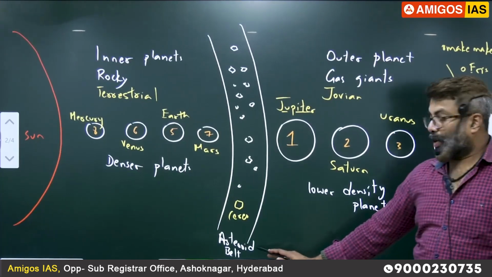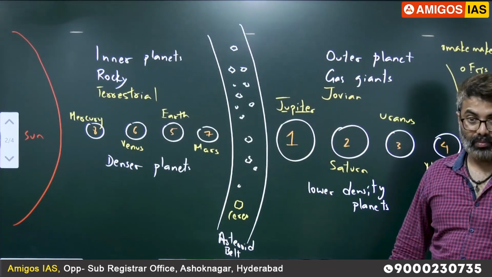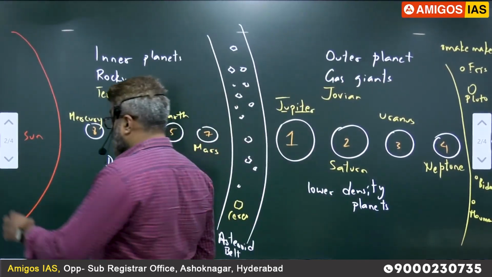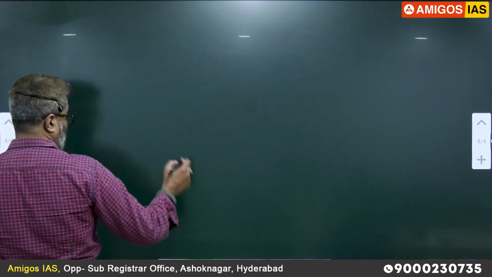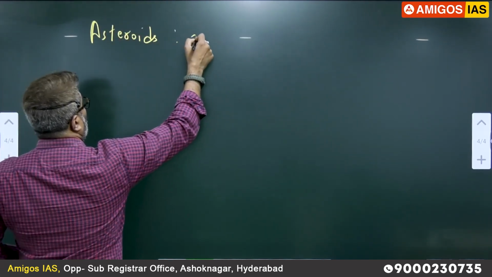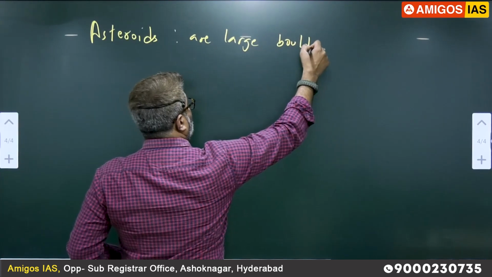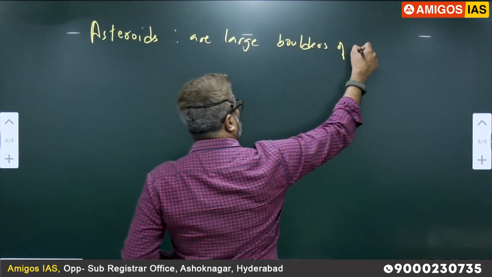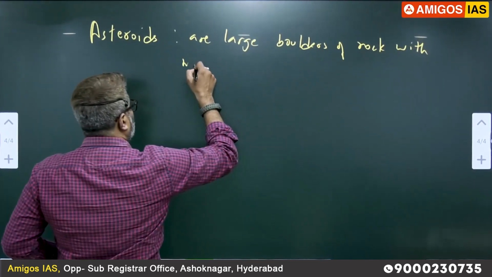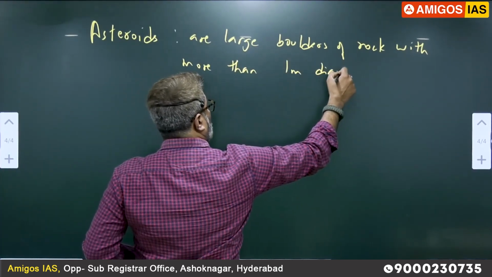So the next word is asteroid. Asteroids are large chunks of rocks more than 1 meter in diameter. Please write: asteroids are large boulders of rocks with more than 1 meter diameter.